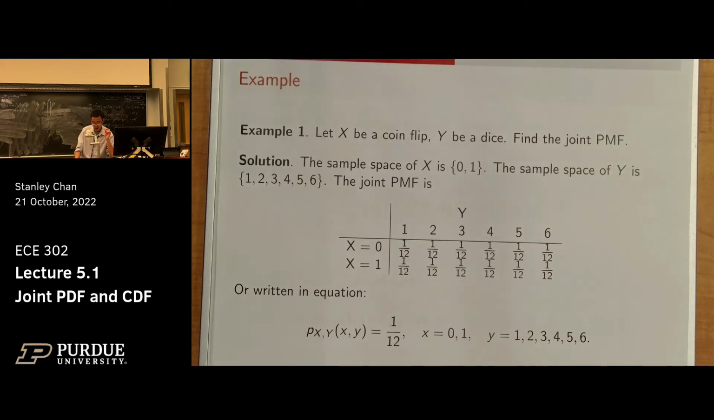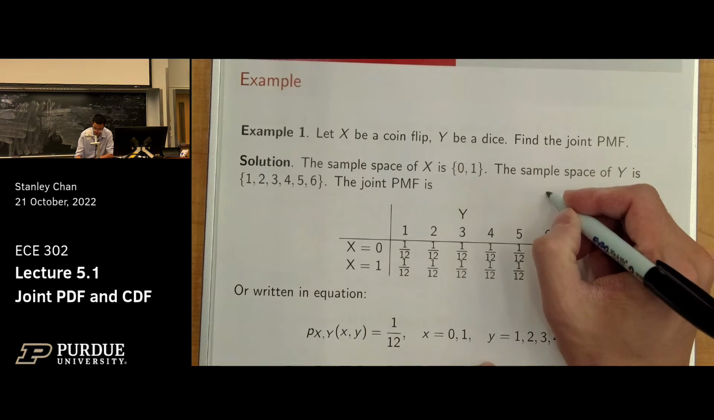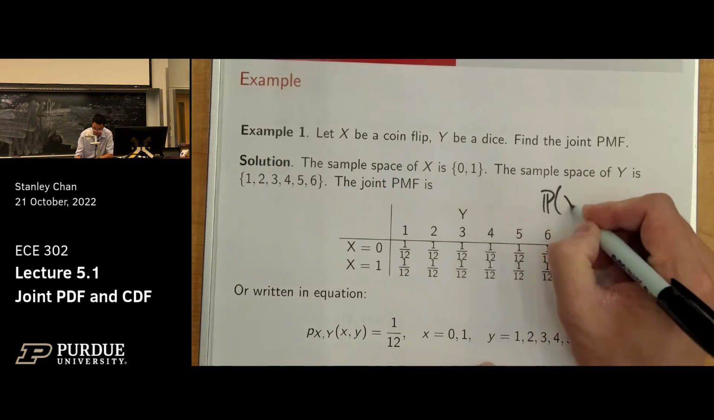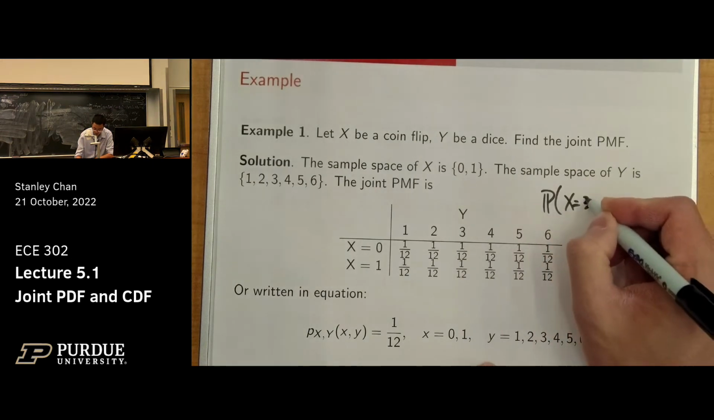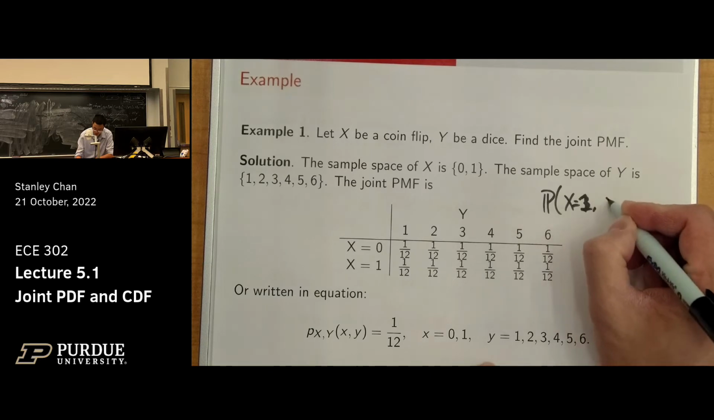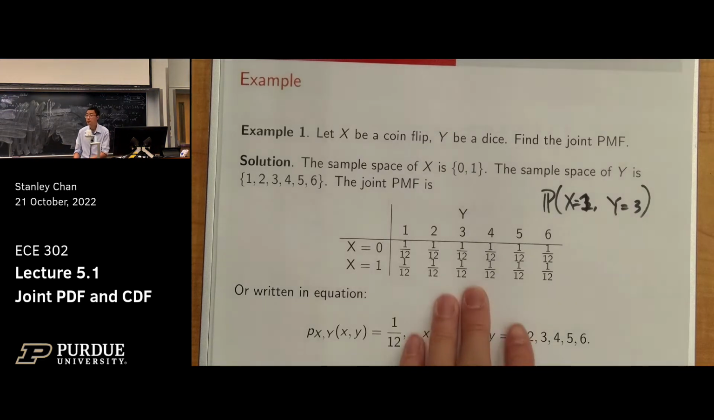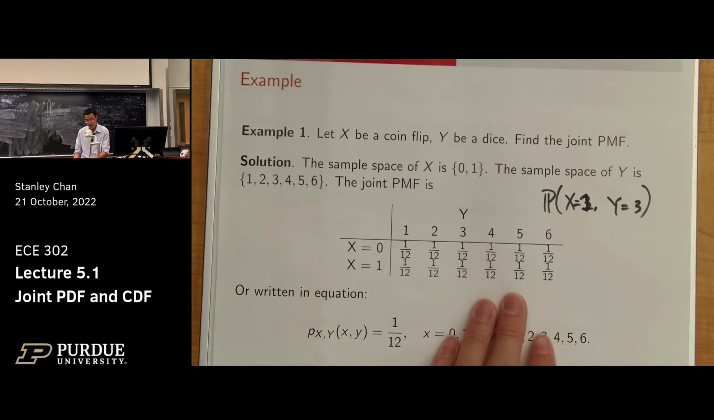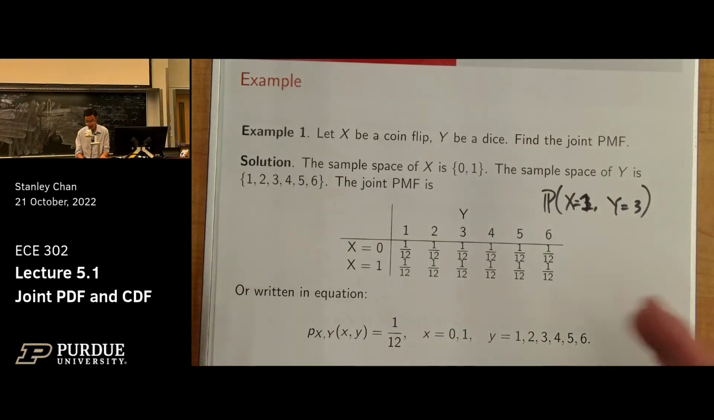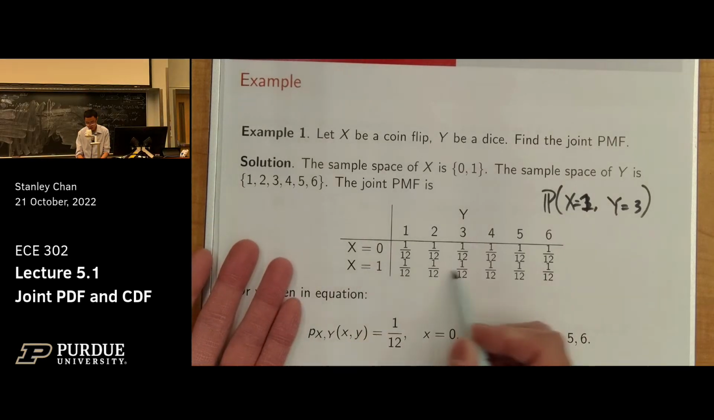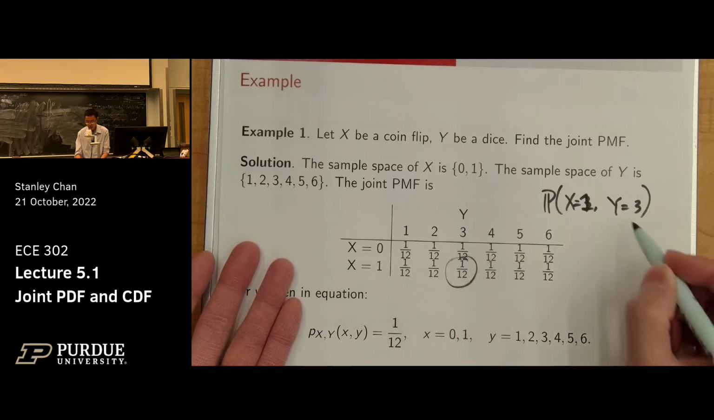Now, I can ask, what is the probability of X equals 1 and Y equals 3? What is that? That's easy. You go to this table, right? This table has X equals 1 and Y equals 3. This is the number, so you get 1 over 12.